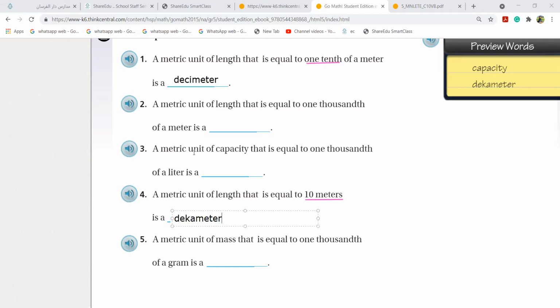Okay, girls. Next. Maria, question number five. Milligram. Very good. Jenna, question number one. A metric unit of length that is equal to 1/10 of a meter is a decimeter. Very good. Judy Siraj, did you answer? Yes, I answered. Jude Fahad? Yes. Number five.